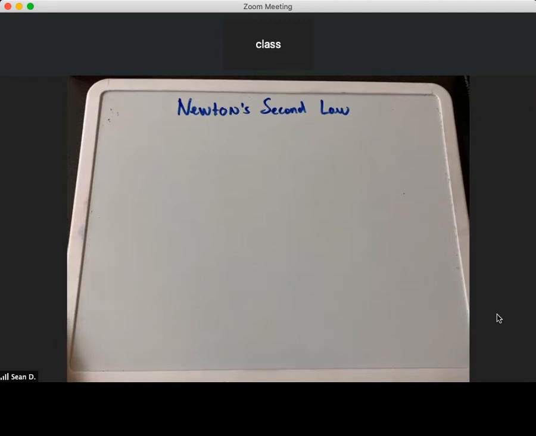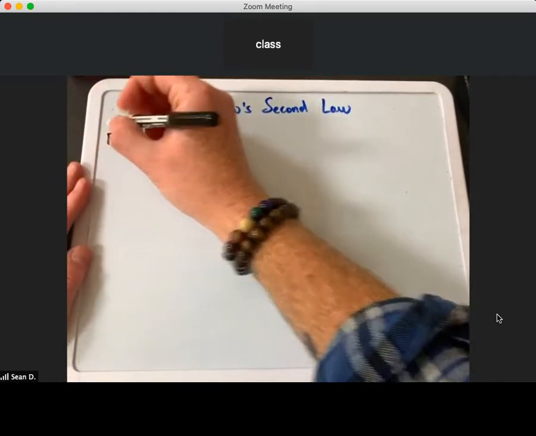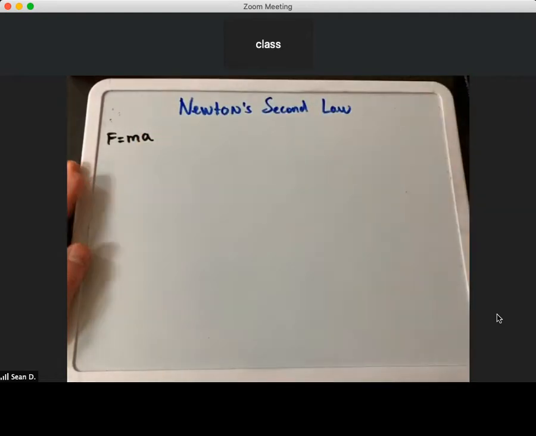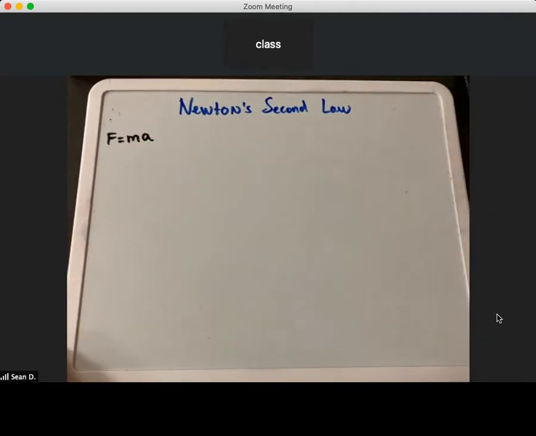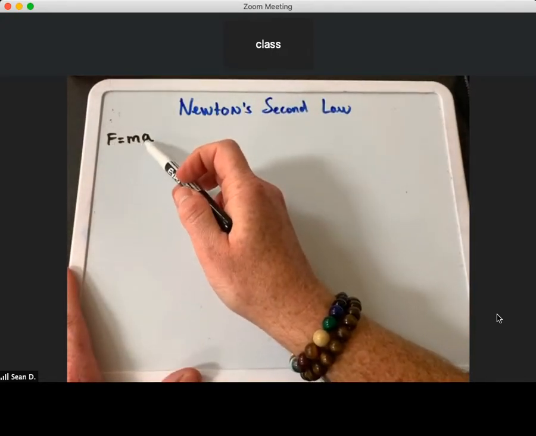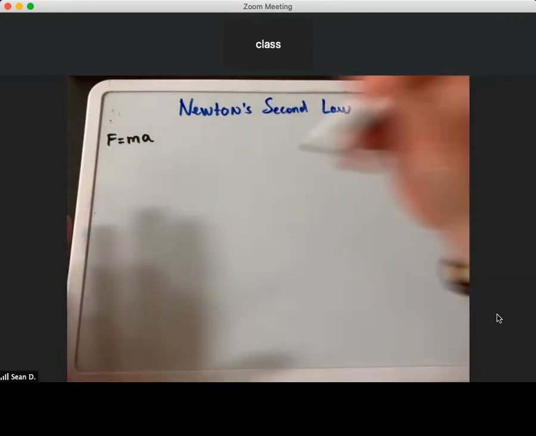Let's take a look at Newton's second law of motion. Newton's second law discusses the relationship between the force and the mass of an object and how it affects the acceleration of that object. So the formula F equals ma is often related to Newton's second law. Let's break that down a little bit.